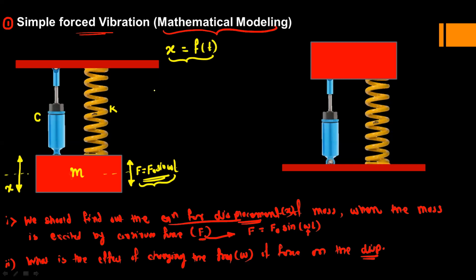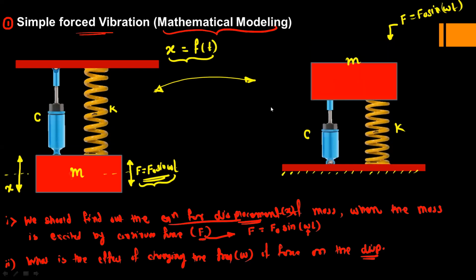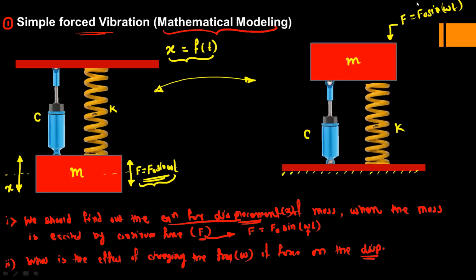Now this schematic diagram we can also represent in this way. Okay, so this is the fixed support, then this is the spring and damper, so C and K, and this is the mass. So this mass is being excited by a force which is F is equal to F0 sine omega t. So omega is the force frequency. So let us see how this mass will oscillate. So this is the oscillation of the mass under the action of the force F0 sine omega t.